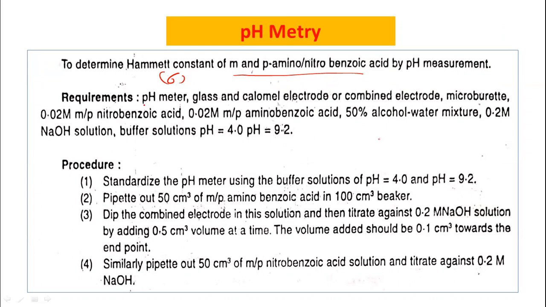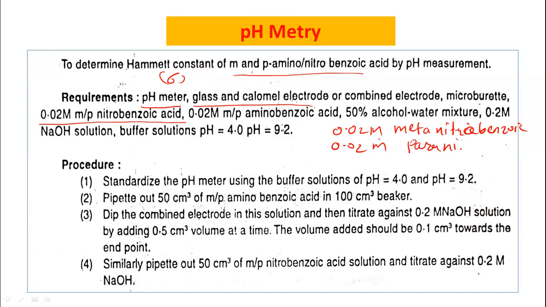So what are the requirements? To measure the pH, we require a pH meter, a combined glass electrode, and a burette. Then we require 0.02 molar meta nitrobenzoic acid. Suppose this is one solution, meta nitrobenzoic acid. Then we require 0.02 molar para nitrobenzoic acid.